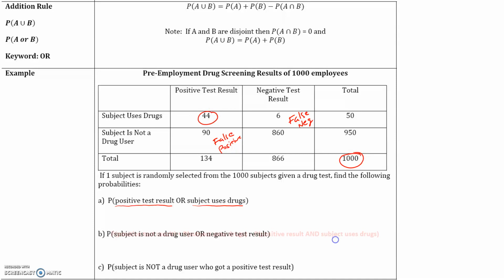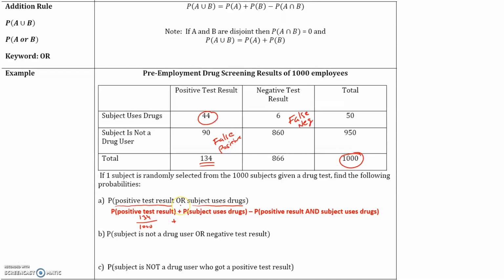Okay, so let's look at the formula. The formula for positive test result or using drugs is the probability that the subject got a positive test result plus the probability the subject uses drugs minus the probability that the subject got a positive test result and uses drugs, because we don't want to count that number twice. Okay, so let's go ahead and figure this out. What is the probability that a subject got a positive test result? Well, the total number of subjects that got a positive test result is 134. And how many subjects are there total? 1,000. So this is 134 over 1,000.